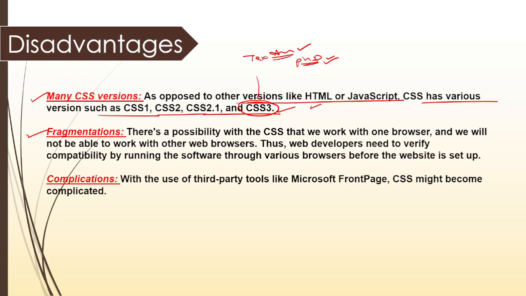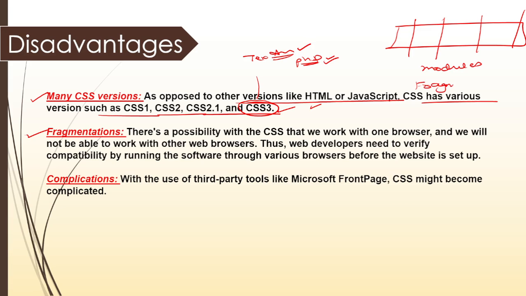Next is fragmentation. Fragmentation means dividing one particular web page into so many small modules, so many small fragments. With CSS, there is a possibility that we work with one browser and it will not work with other web browsers. Thus, web developers need to verify compatibility by running the software through various browsers before the website is set up. So this is called fragmentation, and this is a major disadvantage.